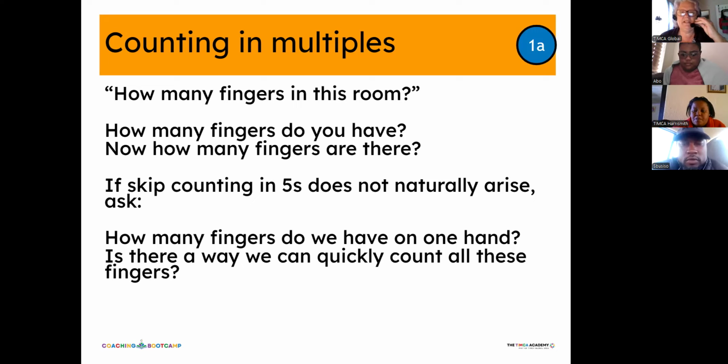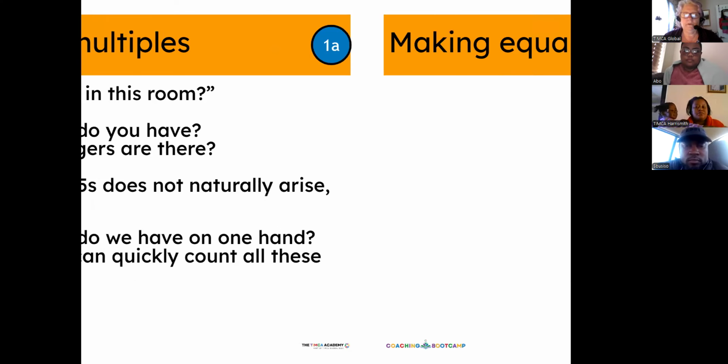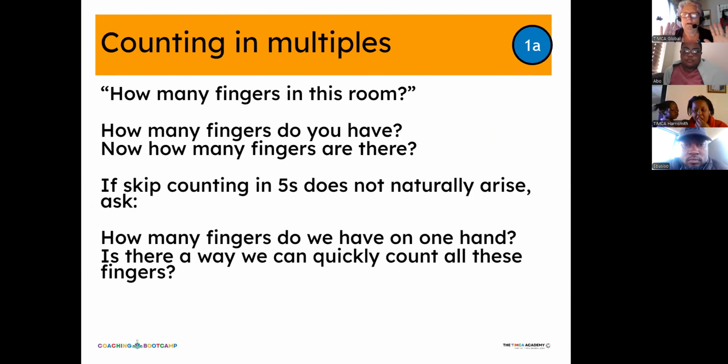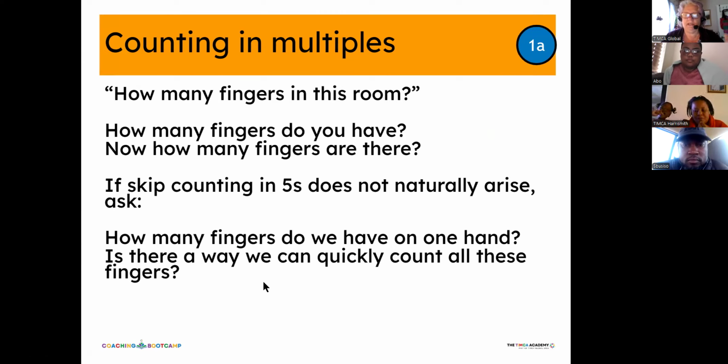So this is very, very simple. I'm not going to spend a lot of time here because most of us do a lot of this work anyway. We do a lot of skip counting work, counting in multiples. But I want you to know that this is kind of where you start with a process. And there are conversations we can have about how we can count more quickly.